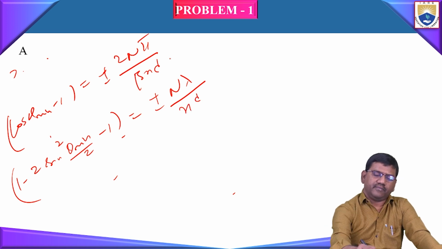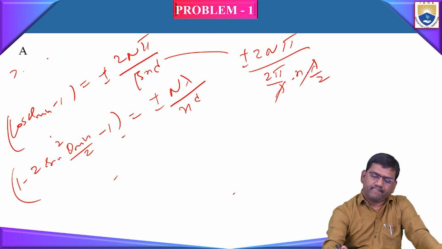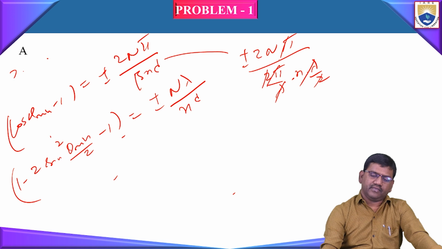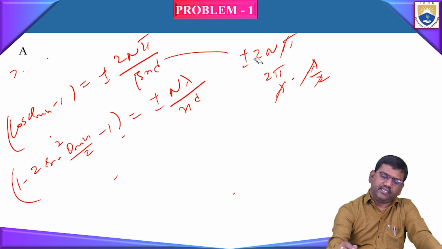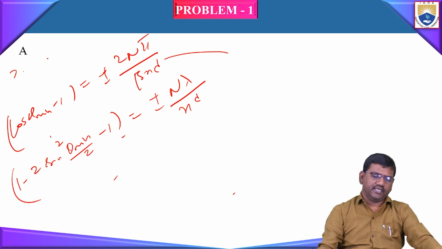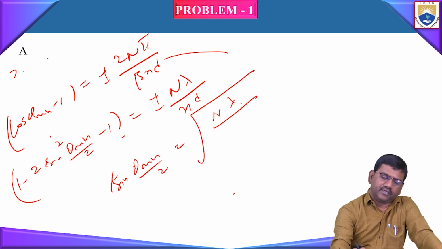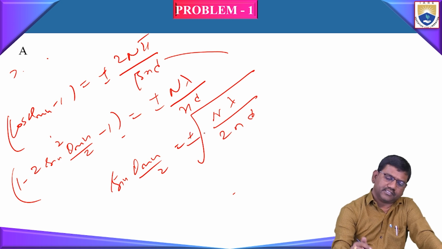Nd here. So why? Because if you simplify this, plus or minus 2n pi by 2 pi by lambda into N into lambda by 2, lambda gets cancelled, and here 2 gets cancelled, here pi gets cancelled. If you simplify this, you will get N into d here. So here Nd, so plus or minus n lambda by Nd here. So if you further simplify this, you will get sine theta min by 2 is equal to root of n lambda by 2 Nd here, plus or minus.